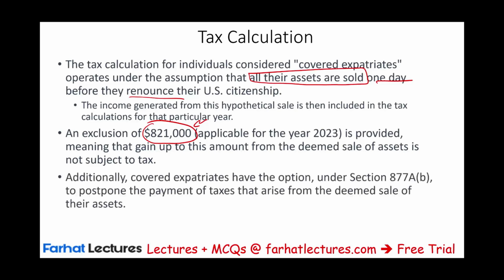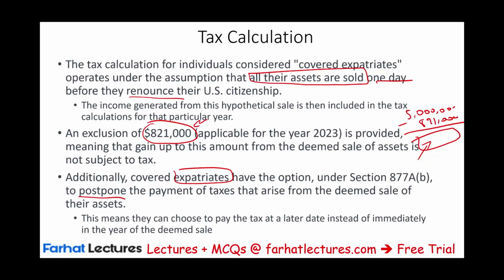Also, the expatriate has the option under Section 877A, Section B, to postpone payment on the taxes that arise from the deemed sale of their assets. What does that mean? It means you sold your asset, you have a gain. Let's assume the gain is $5 million. Then you can deduct $821,000 of it. What's left is subject to tax. Now, you don't have to pay the tax on this amount. You can postpone the tax until a later date when you actually sell it. Now, if you want to pay the tax and get done, you can do that. But the individual can choose to pay the tax at a later date instead of immediately in the year of the deemed sale.